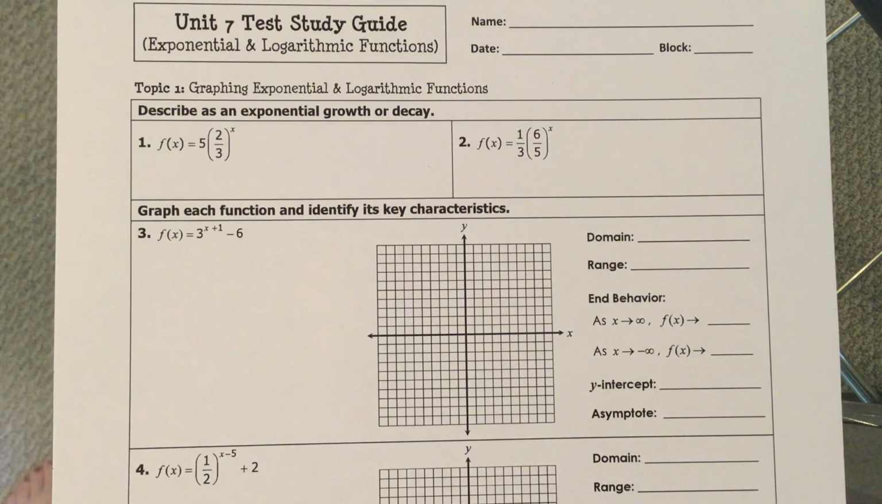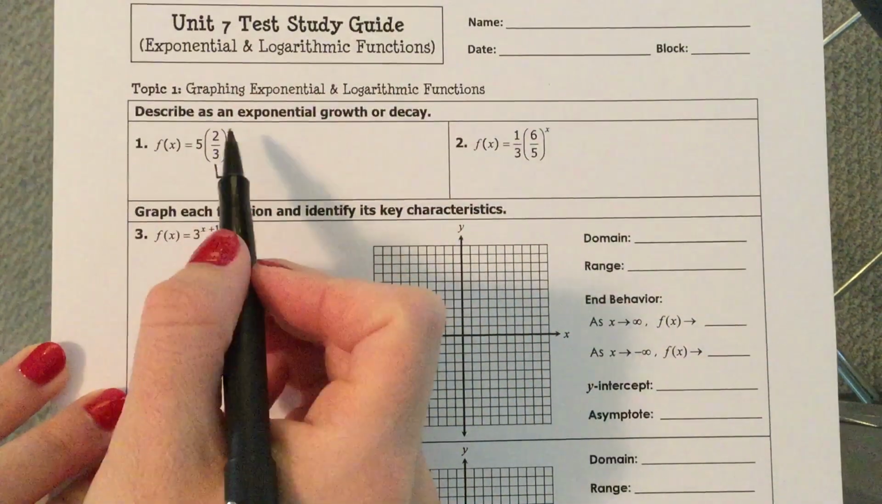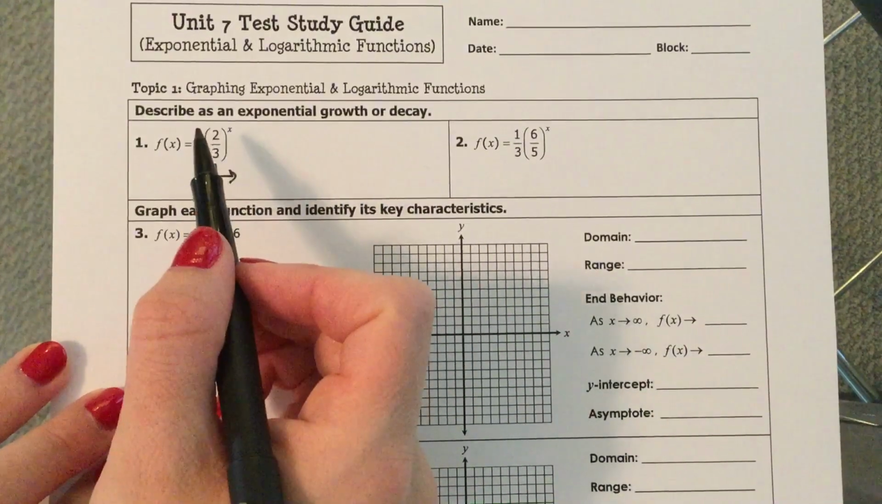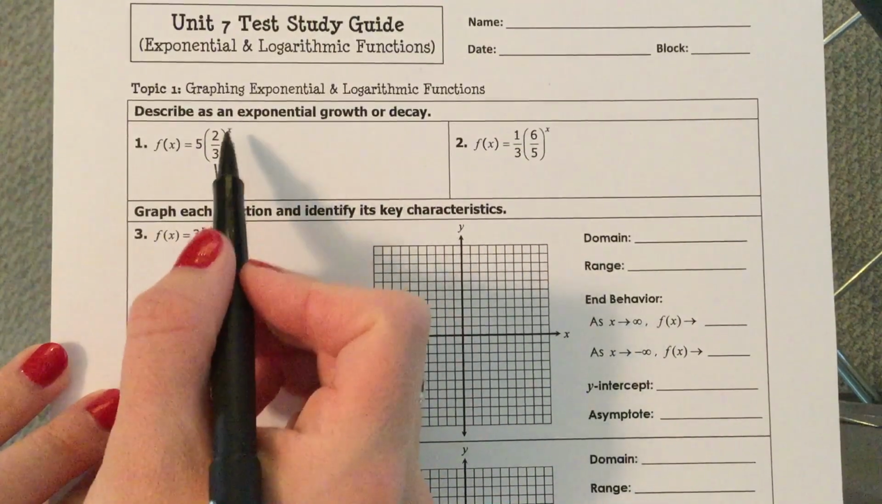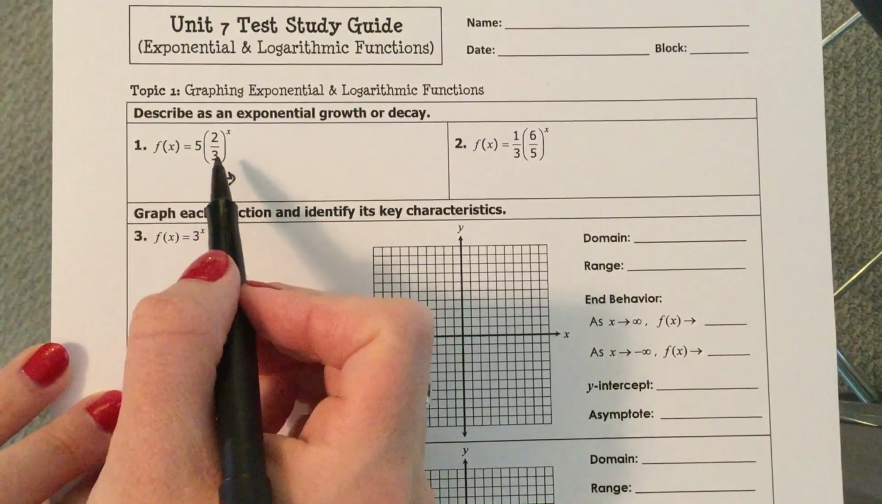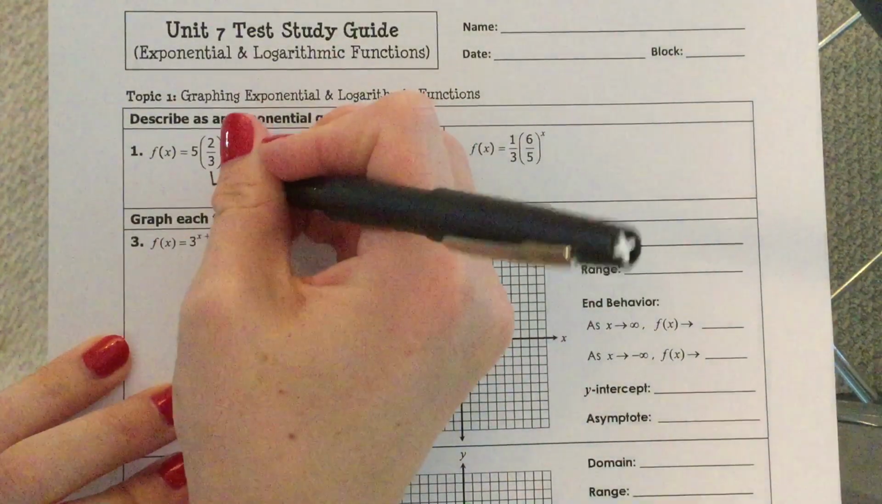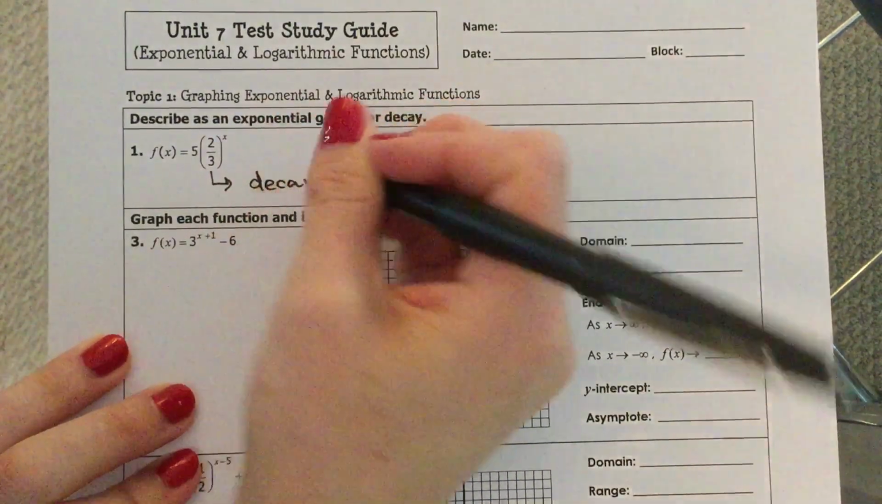So describe first is exponential growth or decay. This one you don't really have to do anything except for look at the base. And the base is pretty easy to spot. Don't look for parentheses, that's a common misconception. Look for the exponent and then see what that exponent is attached to. So here's our exponent, it's attached to a 2/3. Because 2/3 is a value less than 1, that means that this is a decay.